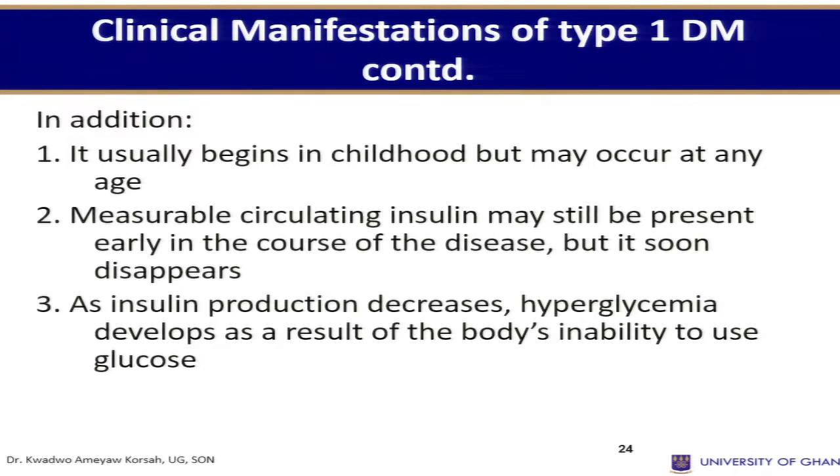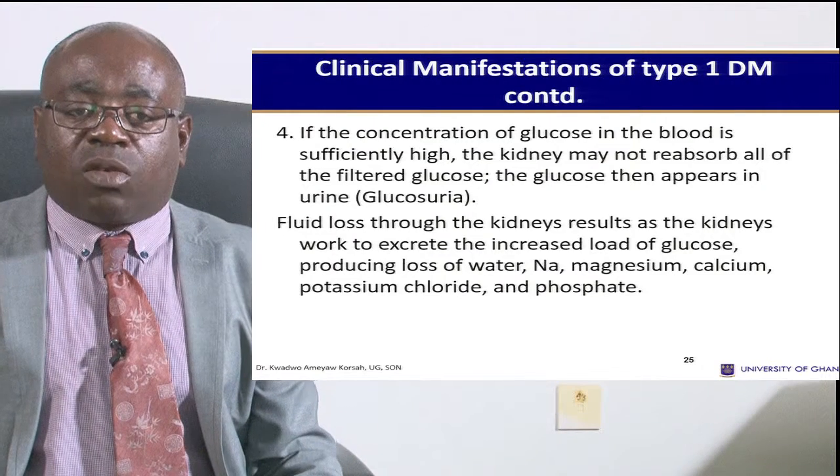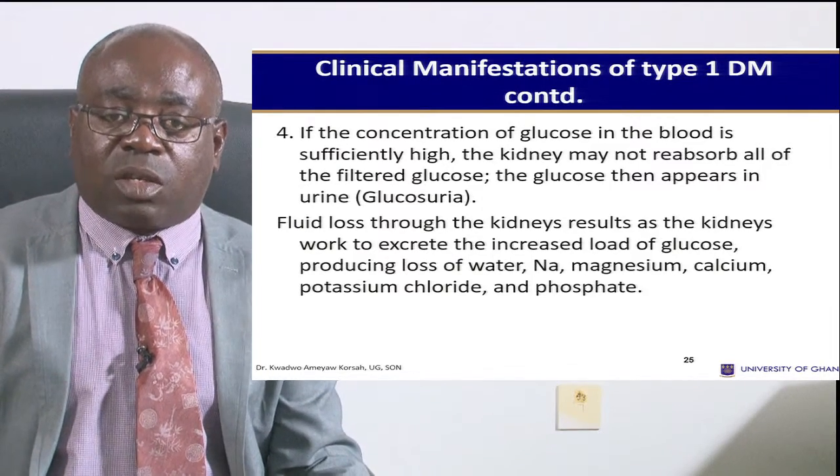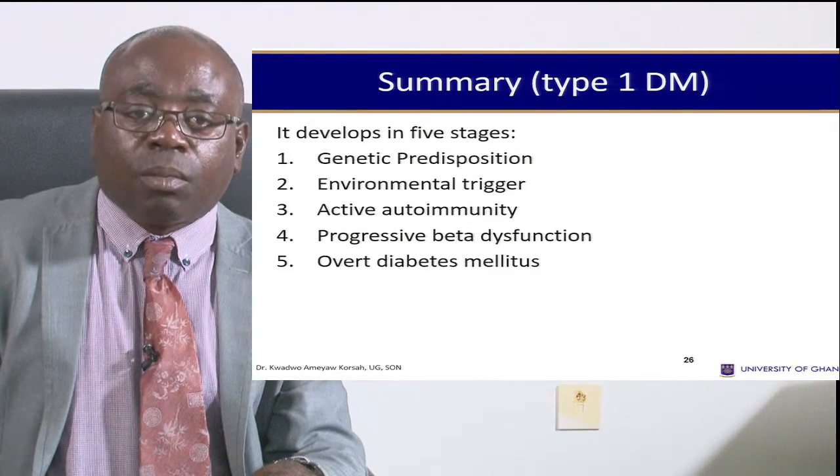As insulin production decreases, hyperglycemia develops as a result of the body's inability to use the glucose. If the concentration of glucose in the blood is sufficiently high, the kidney may not be able to reabsorb all of the filtered glucose. So the glucose then appears in urine, and that is glucosuria. Fluid loss through the kidney results as the kidneys work to excrete the increased load of glucose, with loss of water, sodium, magnesium, calcium, potassium chloride, and phosphate.